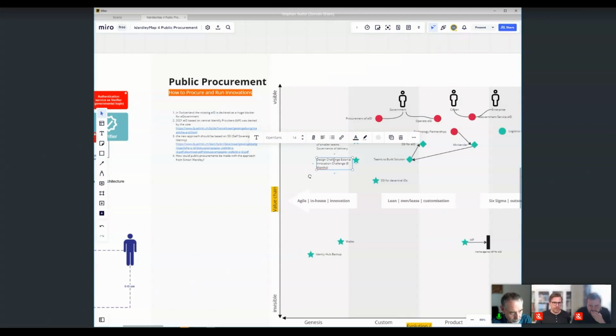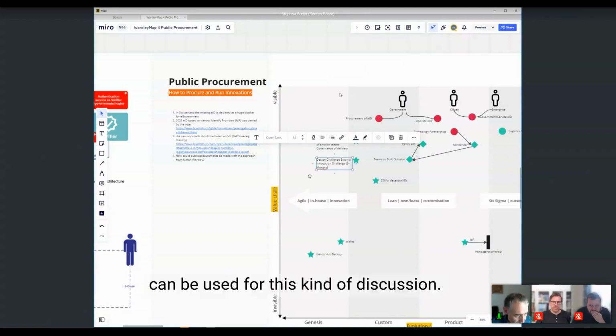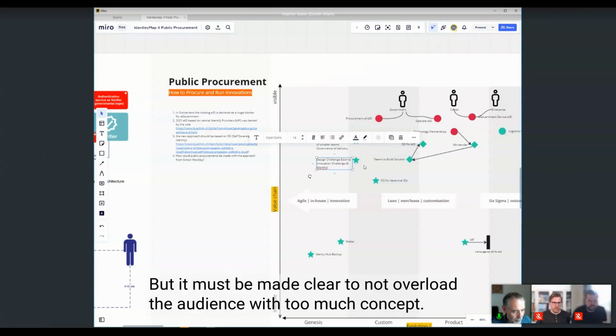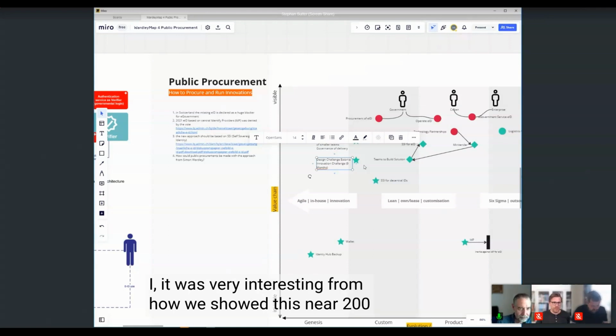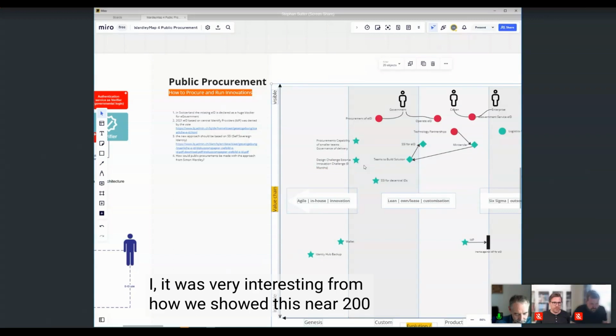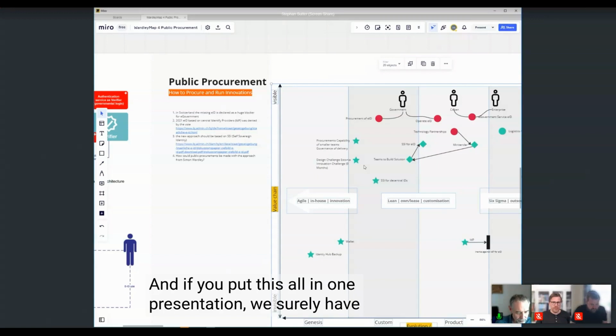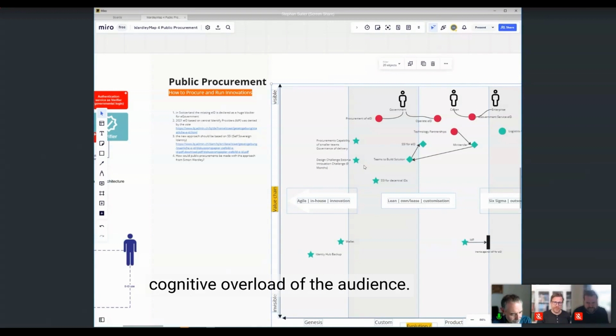Yes. But I think Wardley Maps can be used for this kind of discussion, but care must be taken to not overload the audience with too many concepts. It was very interesting from Holger how he showed these nearly 200 concepts of Wardley mapping, and if you put this all in one presentation, you surely have cognitive overload of the audience. Oh, thank you very much, John. I will have a look at this.